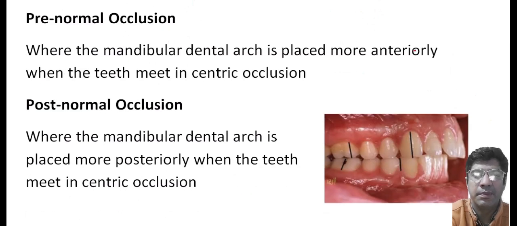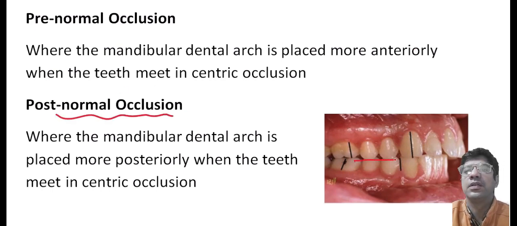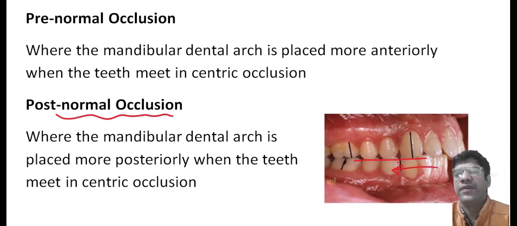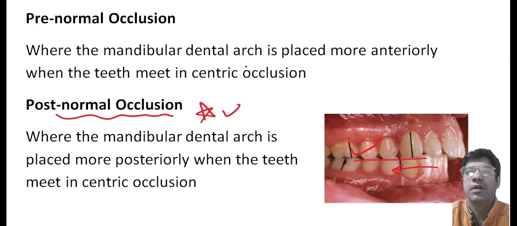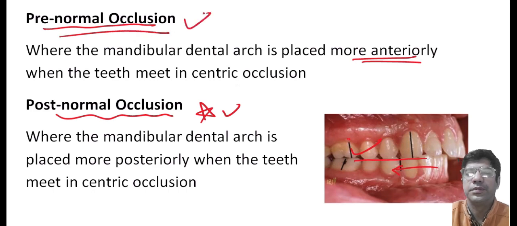Now the sagittal plane malocclusion can be of two types. They can be either pre-normal occlusion or post-normal occlusion. Post-normal occlusion is when the mandibular arch is placed more posteriorly when teeth meet in the centric occlusion. Whereas when the mandibular dental arch is placed more anteriorly when the teeth meet in centric occlusion, it is the pre-normal occlusion.